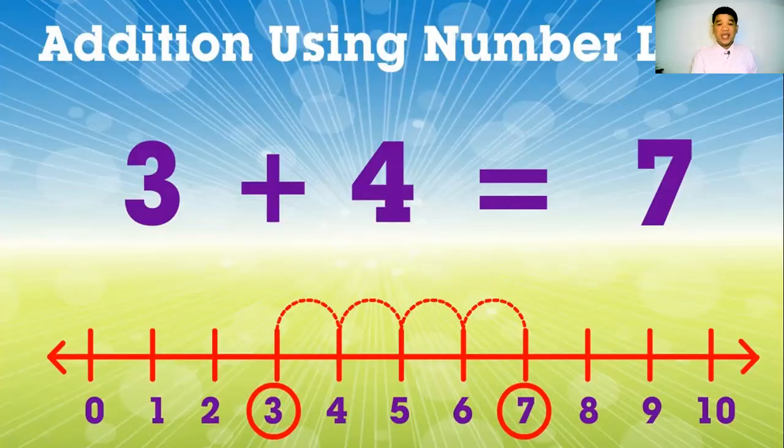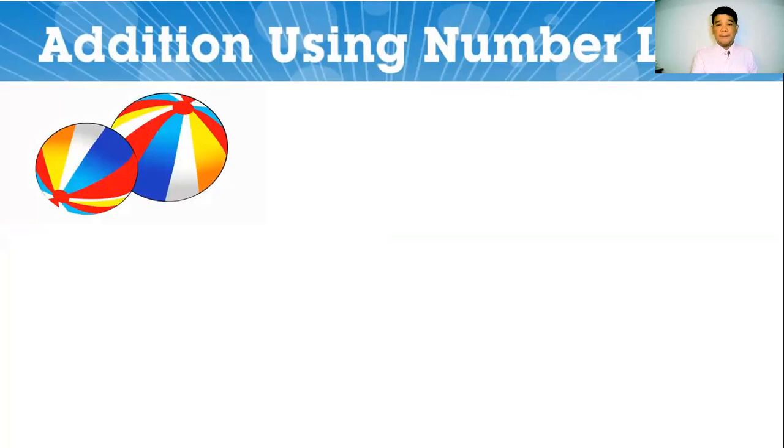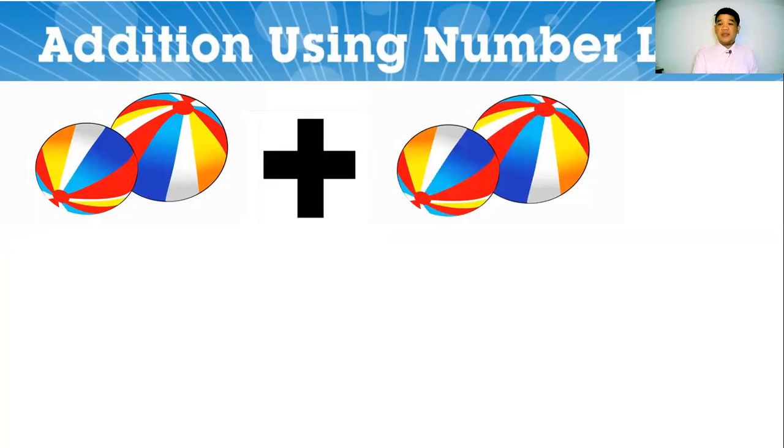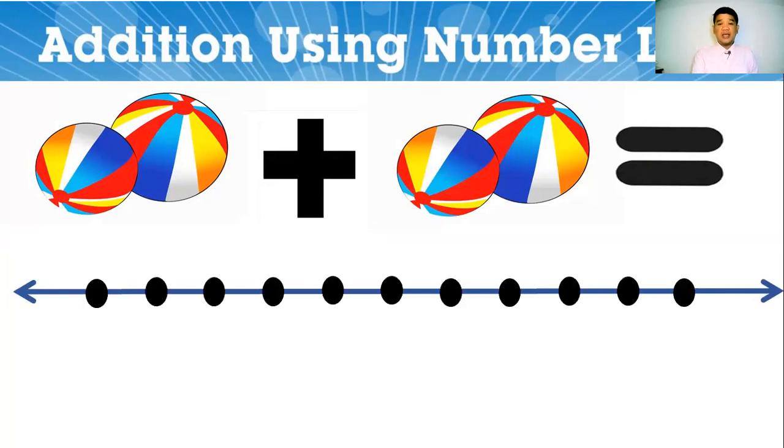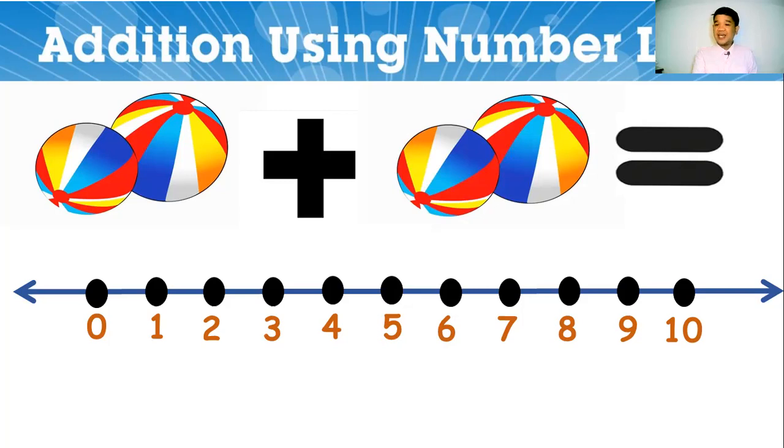Okay, so I have here example number 1. We have 2 balls plus 2 balls equals. So we will use the number lines. Here is the number line, and the different dots stand for the numbers 0, 1, 2, 3, 4, 5, 6, 7, 8, 9, and 10 as well.